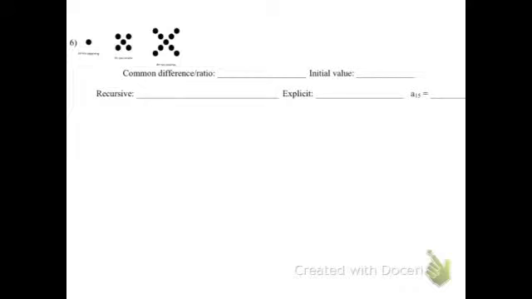Alright, so here my common difference is 4, because it's added 4 dots each time. The initial value is 1, so the recursive function looks like this: a sub n equals a sub n minus 1 plus 4. And don't forget the initial value 1, so a sub 1 equals 1.